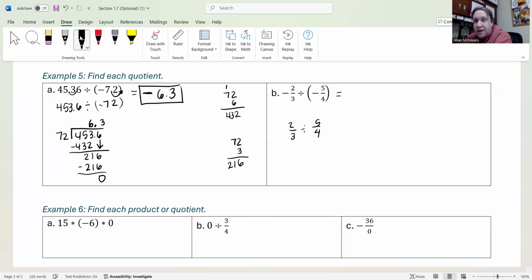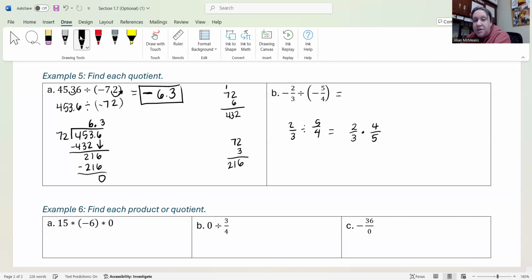Well, if you go back to this idea of multiplication, we don't know how to divide fractions, but we do know how to multiply. And I can convert division to multiplication by leaving the first fraction the same and multiplying by the reciprocal of the second fraction. So the reciprocal of the second fraction is 4/5.